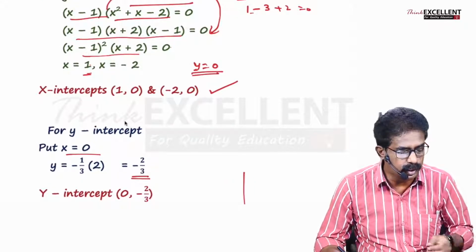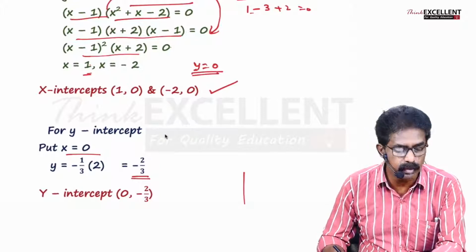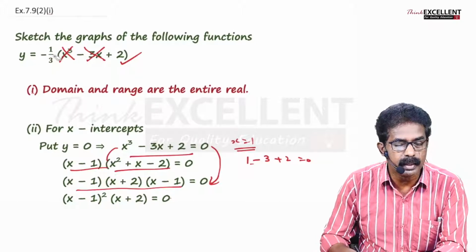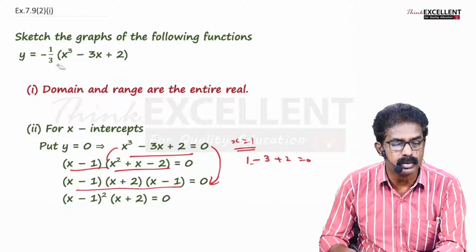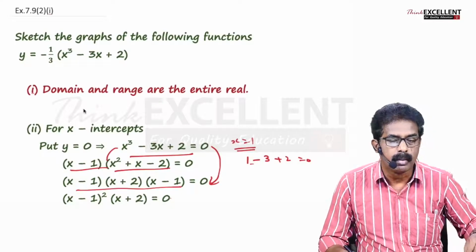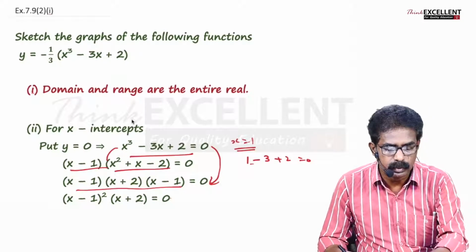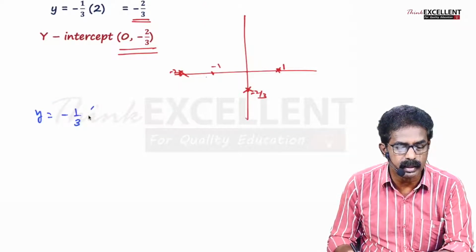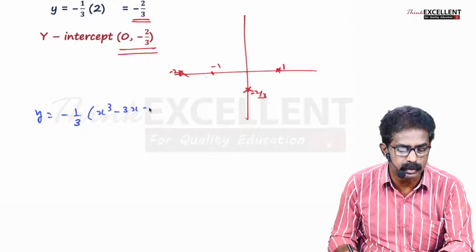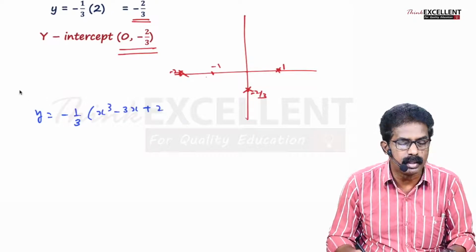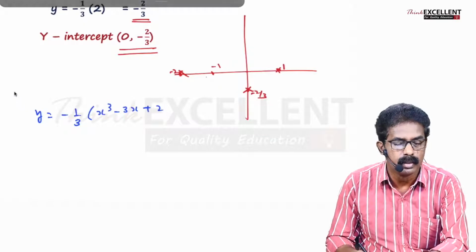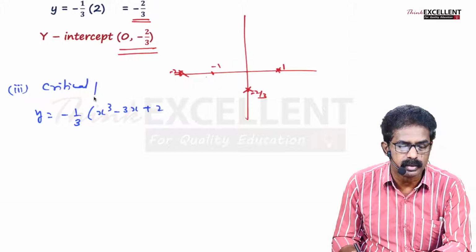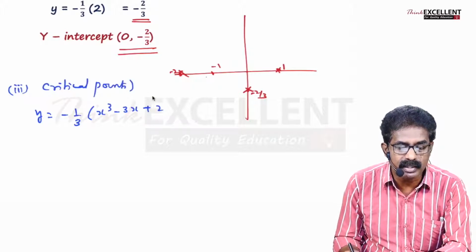Next we have to look into the critical point. For that you find dy by dx, right? So what is y here? Y is minus 1 by 3 into x cube minus 3x plus 2, right? So the next step, the third step, we have to look into critical numbers, critical points. For that, equate the first derivative with 0.